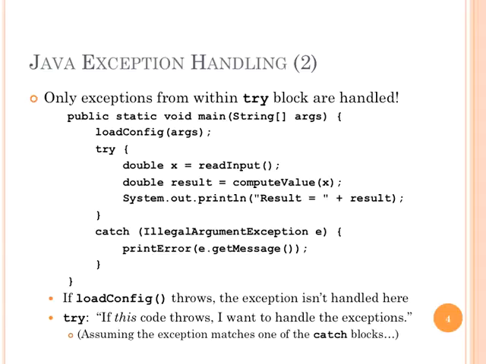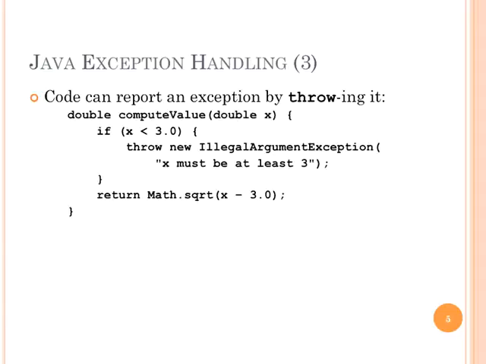Something important could happen, so when we're inside the try block, it's going to be more important than when we're outside the try block, as far as exception handling is concerned. Okay, so here's the code for compute value. You can see that we say x has to be at least 3 because we want to take the square root of x minus 3. It's a very complicated function.